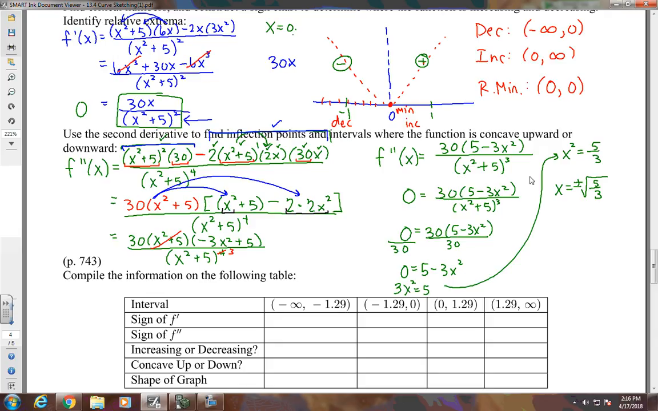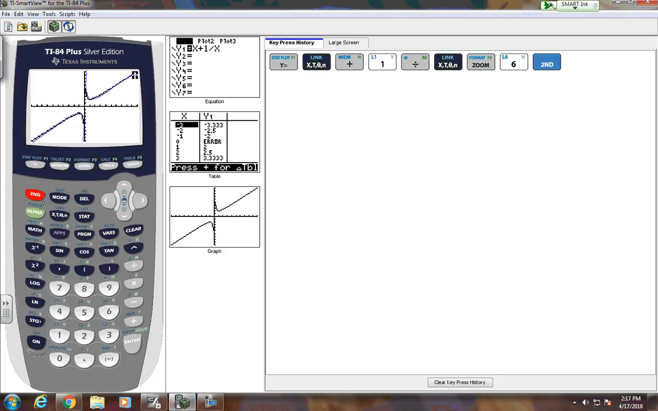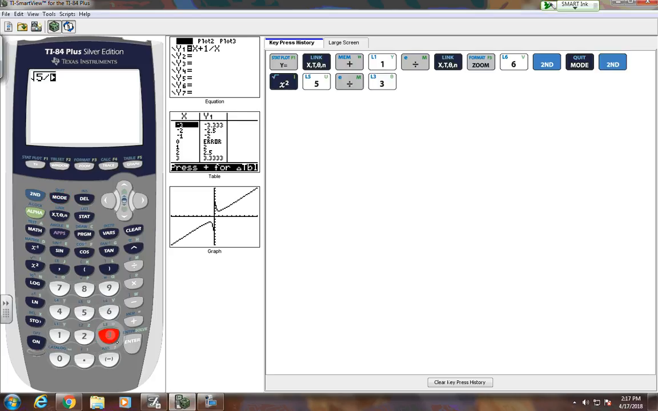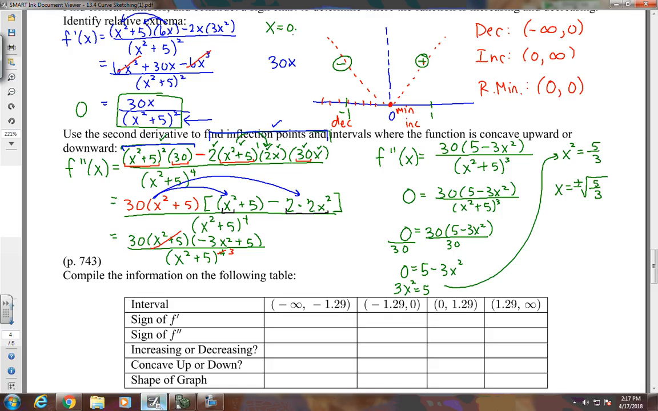Okay, so I have two critical values, plus and minus square root of 5/3. That's not a very convenient number to work with, so I'm going to come to my calculator and approximate it. So the square root of 5/3 is approximately 1.29. Okay, so our critical values are approximately equal to plus or minus 1.29. So let's put those on a number line. If you're out of room, feel free to put a sticky note in here or work on the back side of your notes. No problem doing that.